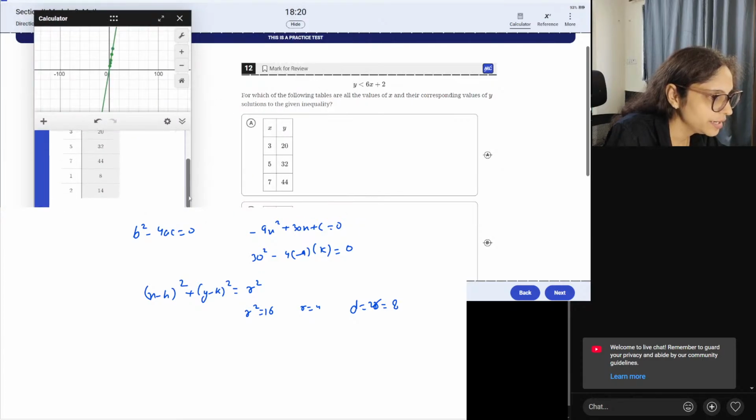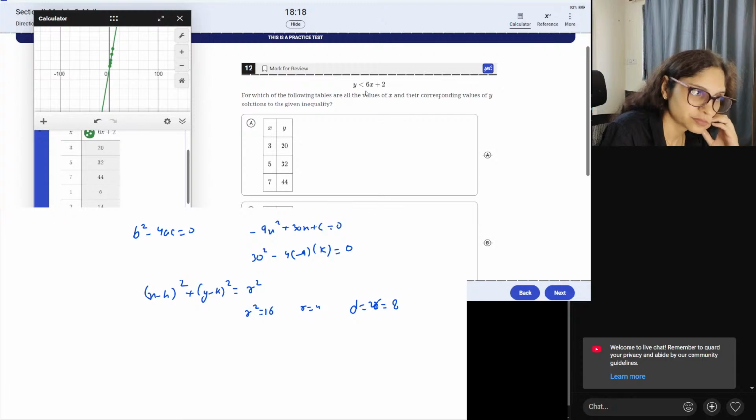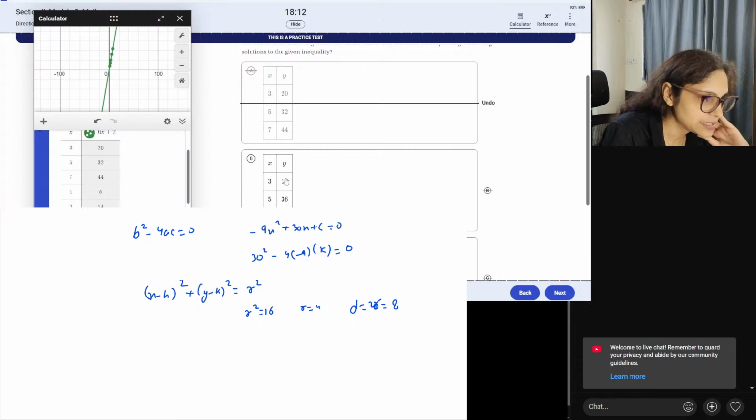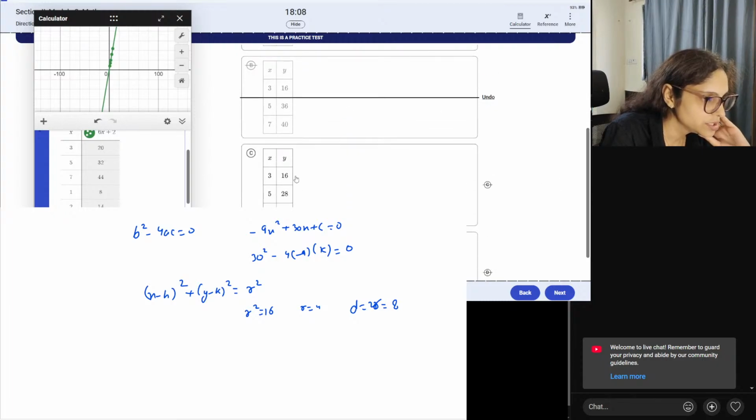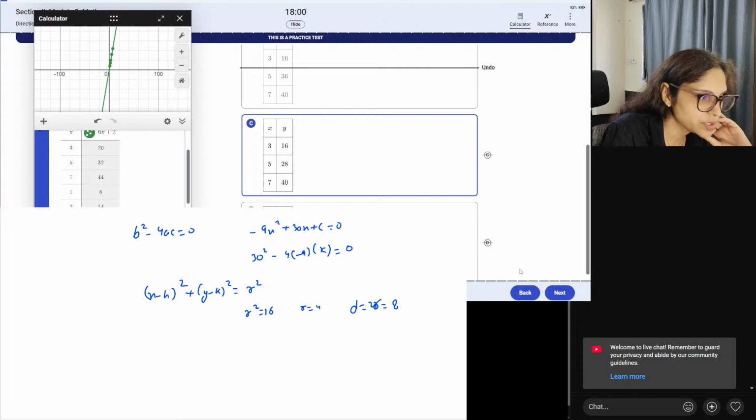Yeah. And now we're going to compare. So y should be less than these values. The first option is gone because they're exactly the same. 16 is less than 22. 36 is not less than 32, so that's gone. 16, 28, 40 works. 20, 32, 44, they're less than all of them. 24 is bigger than 20, so it doesn't work.